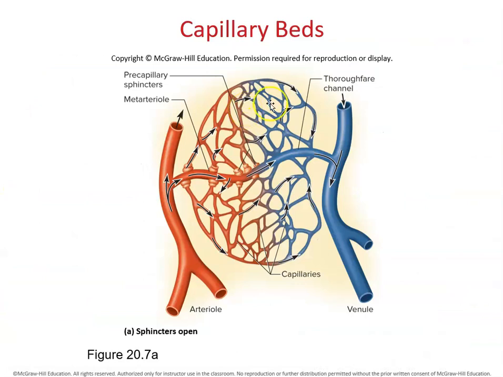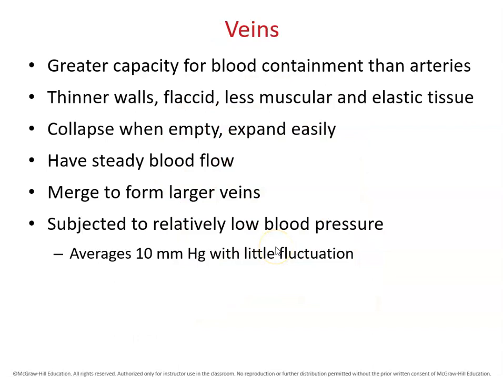Capillary beds are a network of 10 to 100 capillaries. They are usually supplied by a single arteriole. At the distal end, capillaries transition to venules, which then join to form the veins. Now let's talk about veins.